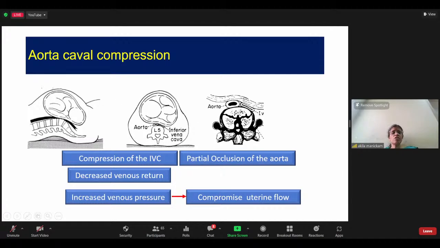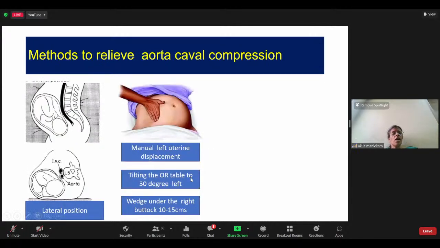These changes can get aggravated during neuraxial anesthesia or during vigorous transport of patients. We all tend to miss this. So it's very important that we transfer pregnant patients only in the lateral position, which is a very important take-home message. And how do we avoid this aortocaval compression?